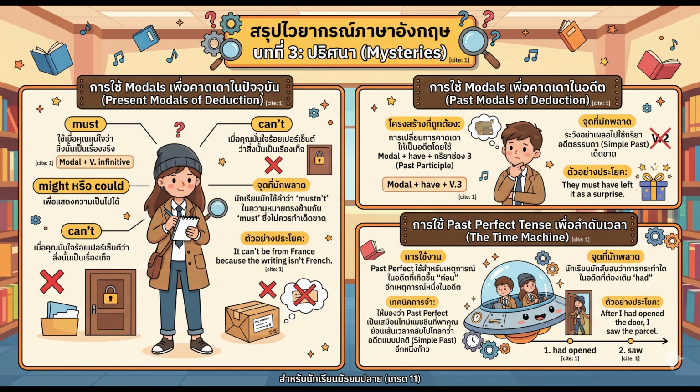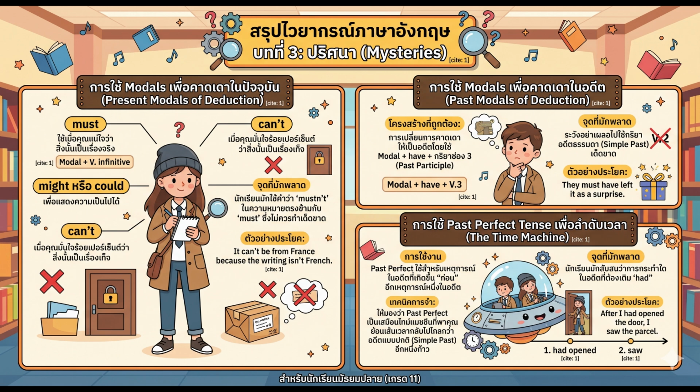This is the brief on Unit 3 Grammar from the textbook Get Involved. Appropriately titled Mysteries, this unit equips high school students with the exact detective grammar tools needed to express certainty, make guesses, and correctly order past events.